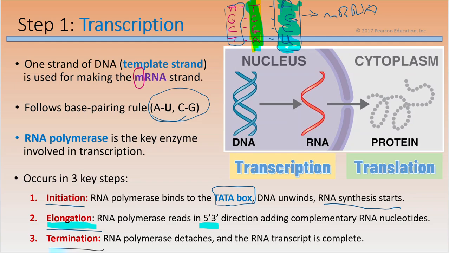And then finally is termination. And this is where you are going to reach the end point of that gene. The RNA polymerase will then detach. Remember that it attached during initiation. It will now detach from the DNA molecule. And once it detaches, the RNA transcript molecule separates from the DNA molecule, and it is a full RNA molecule. And voila, you just made RNA from DNA in 3 little steps: initiation, elongation, and termination.